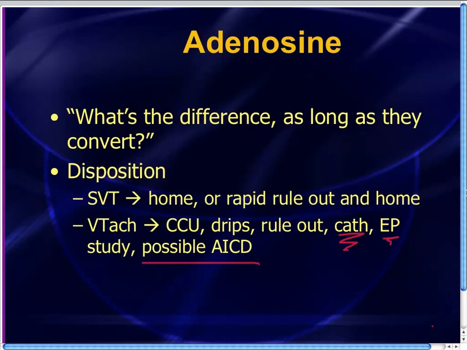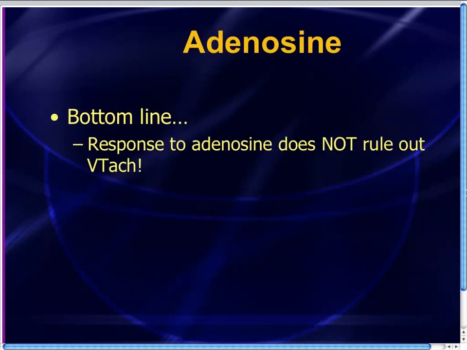So if you misdiagnose somebody as having an SVT, and they actually have VTAC, well, maybe their treatment was safe, but their inpatient management is very, very short-handed. They didn't get the full workup for VTAC, and they may have a bad outcome down the road. The management of SVT versus VTAC is very different, so when you misdiagnose these patients, even if they survive that management, their outcome can be very, very different. So that's a big deal. The bottom line is that the response to adenosine does not rule out ventricular tachycardia.